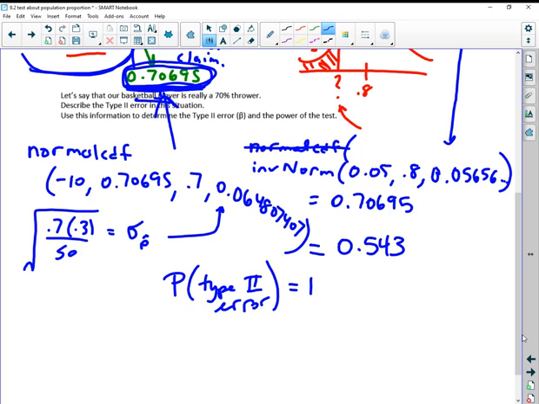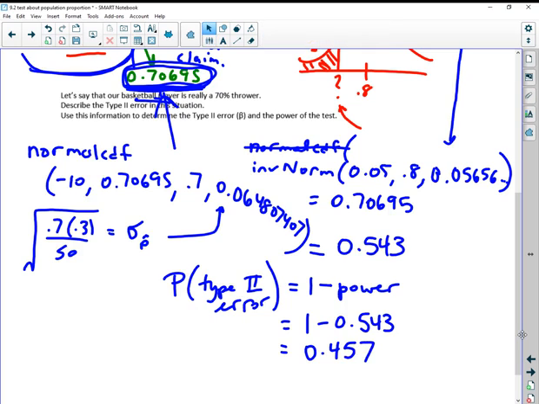We know that those two things have a relationship: 1 minus the power is the probability of your type 2 error. So in our situation, we have 0.543. So my probability of making a mistake of that kind, type 2 error type, would be 0.475.